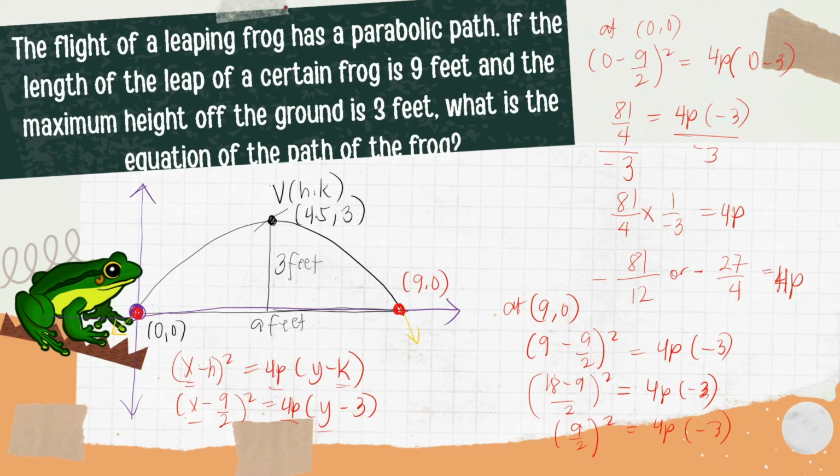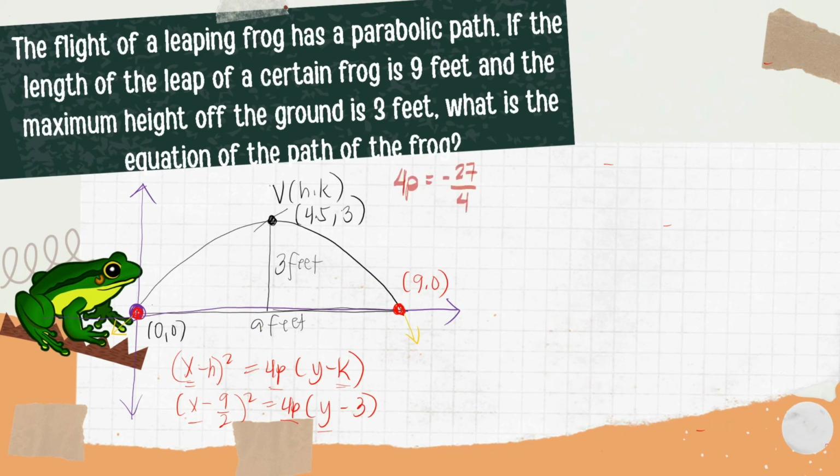So, parang ganun lang din. So, ito lang din yun. 9 over 2 squared. So, that is 81 over 4. So, 81 over 4 is equal to 4p times negative 3. So, 81 over 4 divided by negative 3. So, parang ganito lang din yung nangyari. So, still, that is equivalent to negative 27 over 4. So, yun yung value ng 4p.